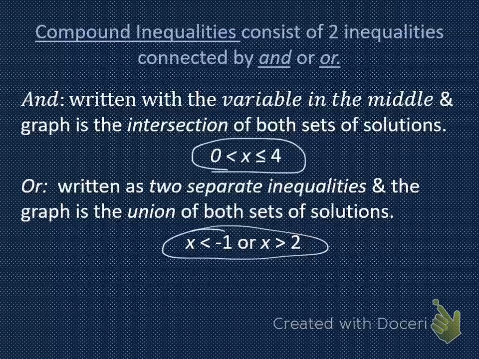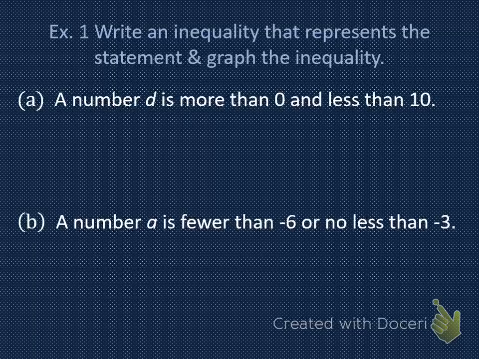Okay, now let's practice writing some compound inequalities. It says write an inequality that represents the statement and then graph the inequality. So if you look at letter A, we have to decide first, is this an and or is this an or? Because an and inequality has the variable where? In the middle. Okay, so let's read letter A. It says a number D is more than 0 and less than 10. So is this an and or an or problem? And. I mean, it's right there in the sentence. It says and. So that means my variable is going to go where?